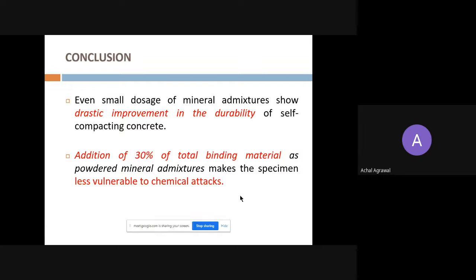So the conclusion after all the review work is that even a small dosage of mineral admixture shows drastic improvement in the durability. Obviously, self-compacting concrete is itself a concrete which can improve the workability and the durability. So if you are using mineral admixtures, it will improve the durability first thing. Okay, addition of 30% of total binding materials as powdered mineral admixture makes the specimen less vulnerable to chemical attack.